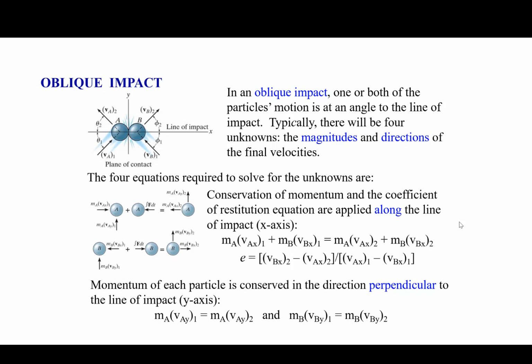So let's look at oblique impacts. Oblique impacts are going to be a little bit different. We're going to have 4 unknowns, both the magnitudes and directions of the final velocities. We're going to end up with 4 equations that we're going to have to deal with, and we're going to have the particles that we have to work with.